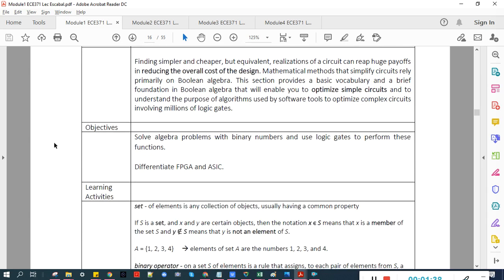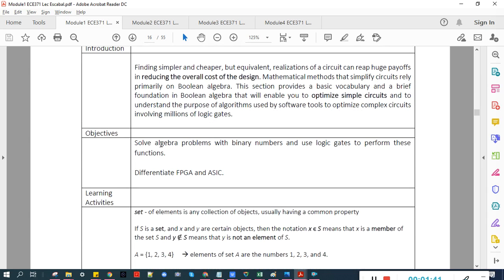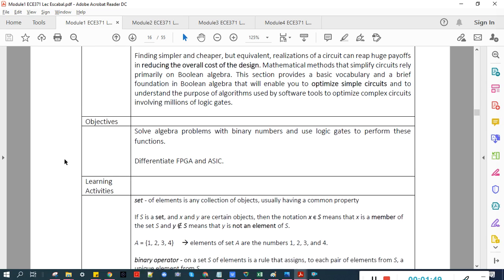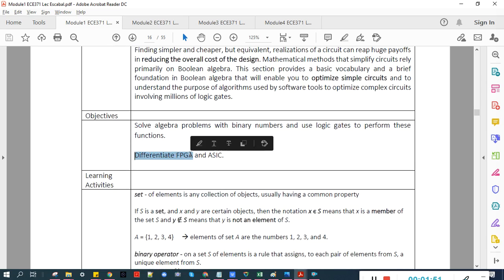Our objectives in this section are to solve algebra problems with binary numbers and use logic gates to perform these functions. And then we will also differentiate FPGA and ASIC. What are these two terms and what is the difference between the two?